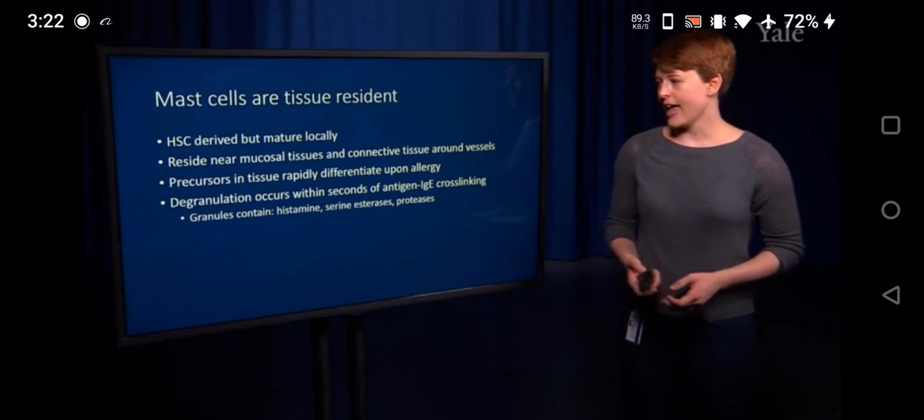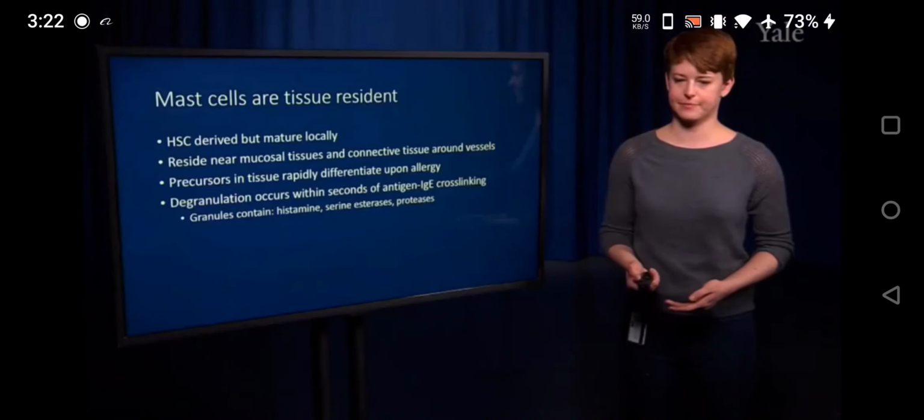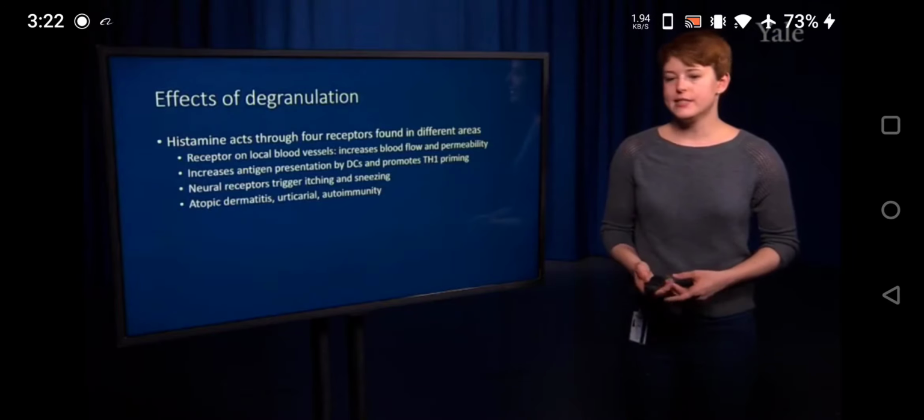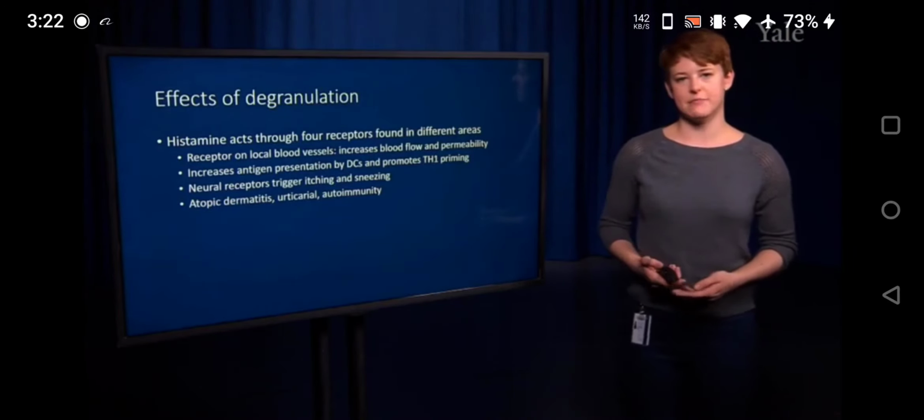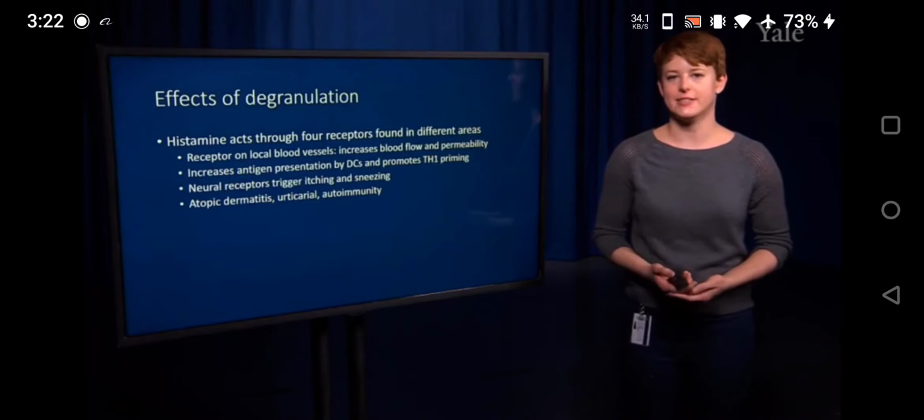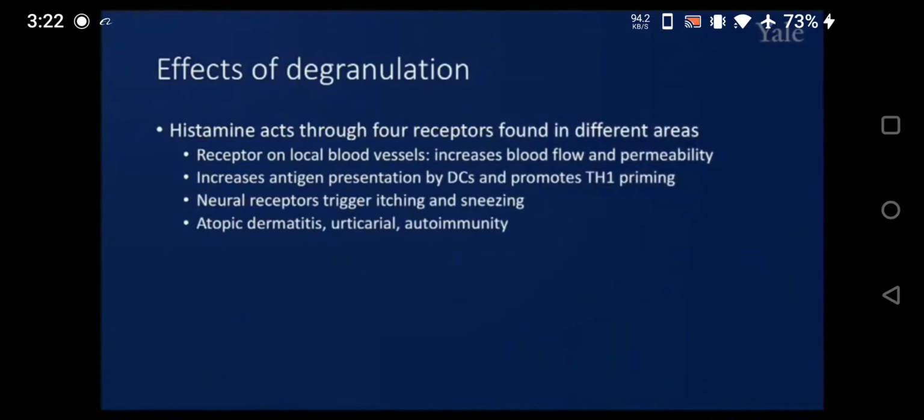And I've mentioned these granules a few times. We see that they can contain histamine, serine esterases, and different proteases. So, what are the effects of degranulation? So, histamine is the primary chemical in these granules that causes symptoms of an allergic response. And histamine acts on 4 different receptors found in different areas. These are called H1 through H4.